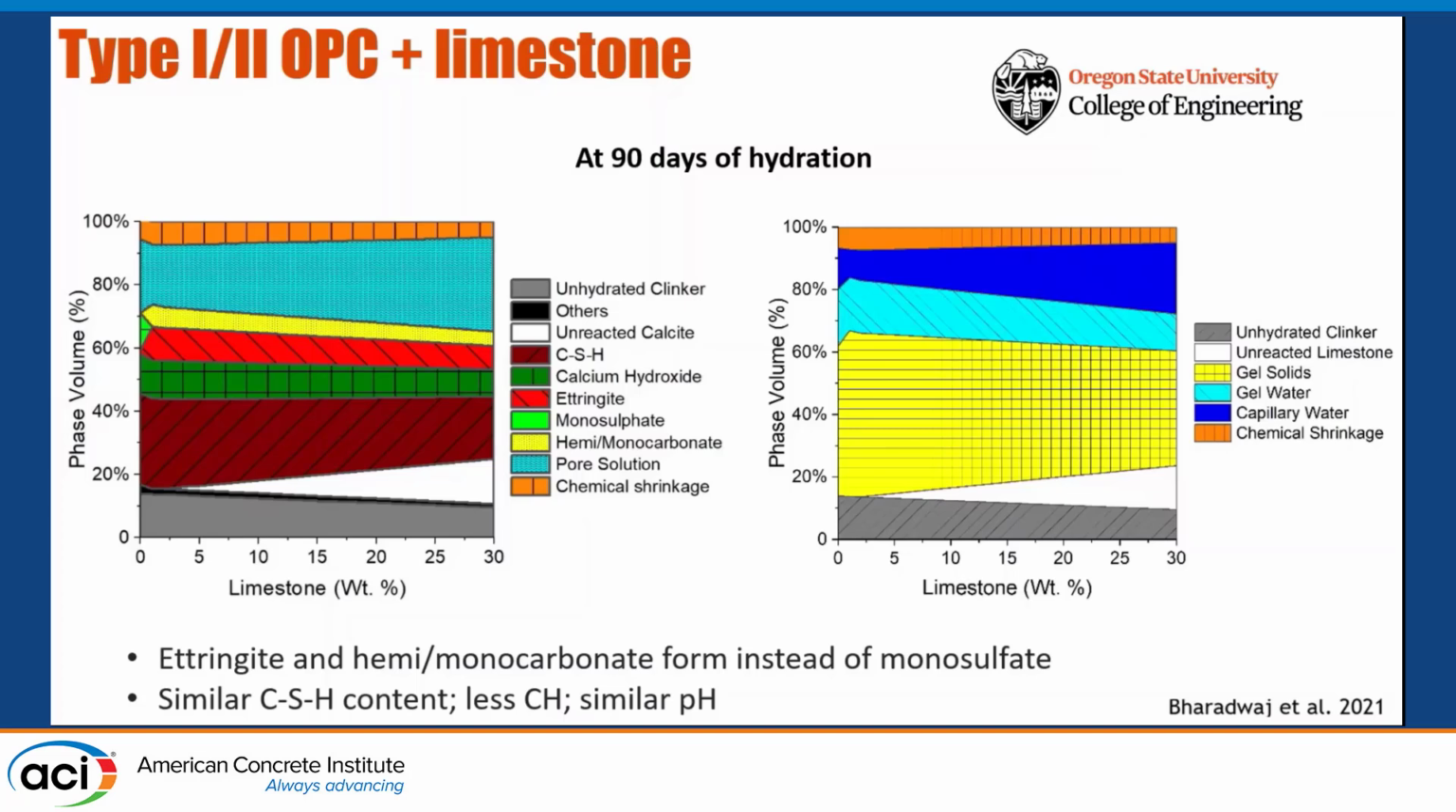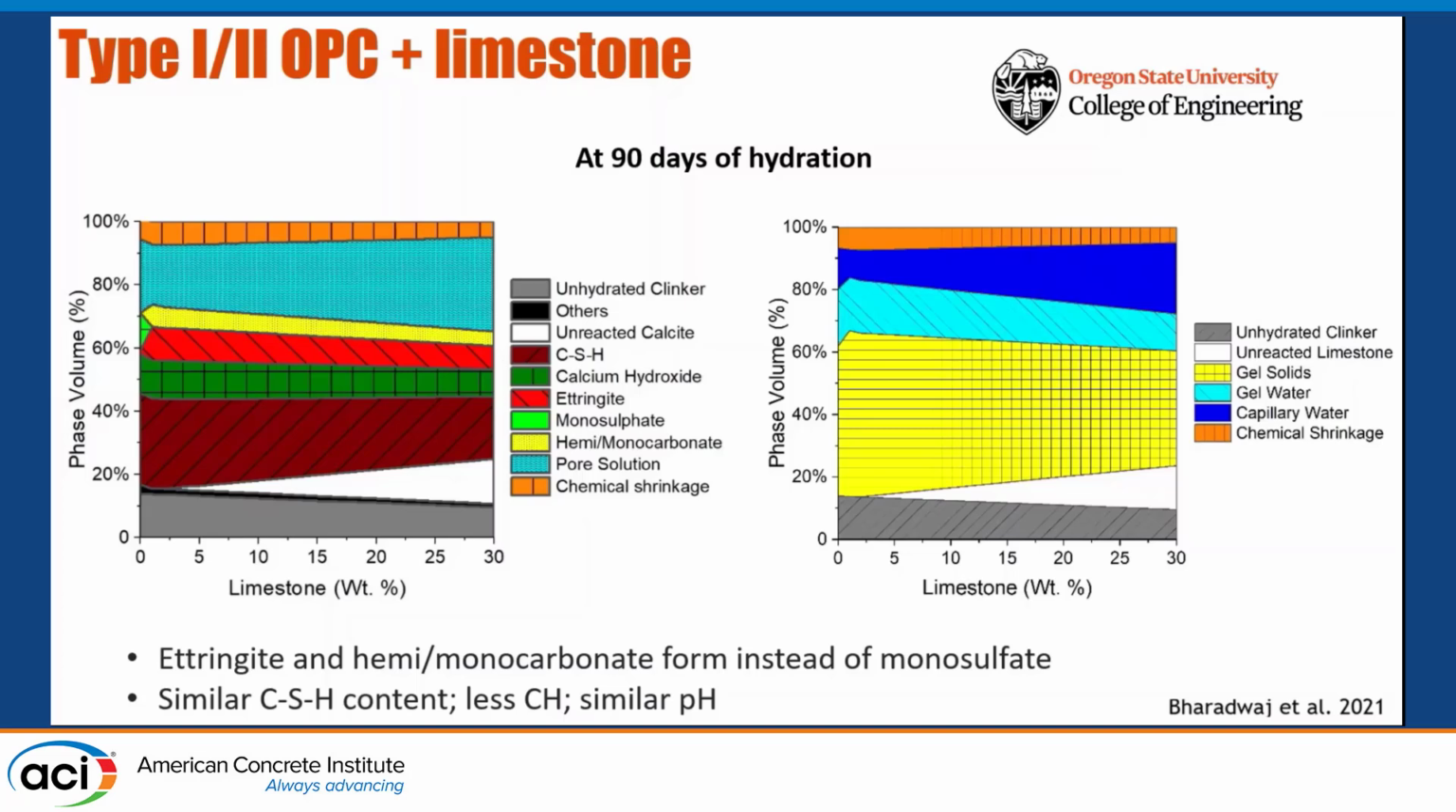Now, when you add limestone to the system at 90 days, you see something interesting happening. The monosulfate that we have in a clinker-based system starts disappearing after a couple of percentages of limestone addition, and converts itself to ettringite. So you get ettringite instead of monosulfate. That's a pore filling phase, so your porosity should get some assistance. On top of that, the yellow phase here is that you start forming some hemi and monocarbonates. That's also a pore filling phase. So interestingly, that means that in the first 0 to 5% addition, your porosity should get better. And that's what we see.